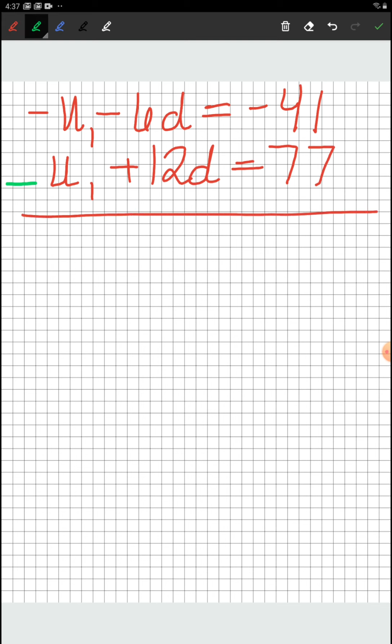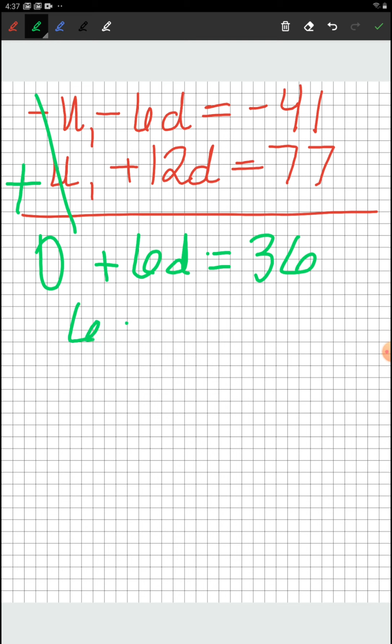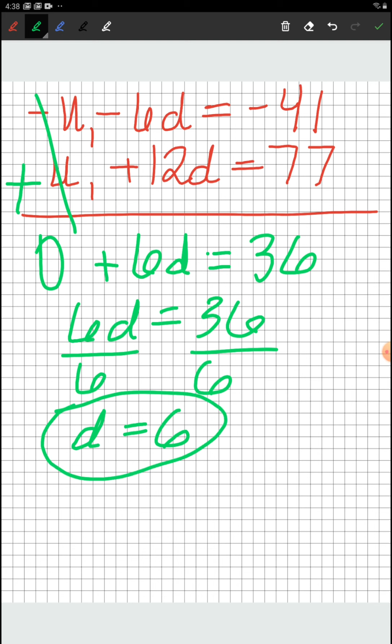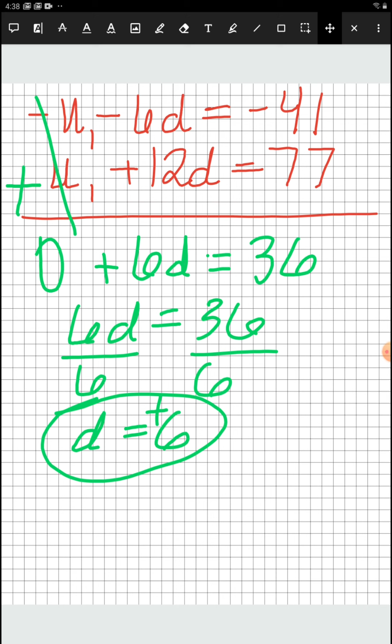And now we're going to solve. So that becomes 0. So that becomes positive 6d equals negative 41 plus 77. So that's just 77 minus 41. Make sure I don't make mistakes. This is a very important example. So now we have 6d equals 36. Now we just solve for d. So our common difference is positive 6. Very, very important. That's honestly the hardest part. And so pause if you need to.